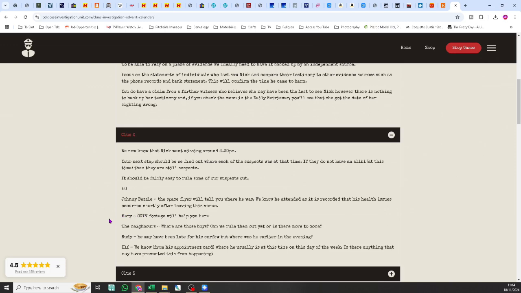Mary, CCTV footage will help you here. The neighbours. Where are those boys? Can we rule them out yet, or is there more to come? So again, they've said those boys. I now think that Mulder and Scully was a same-sex marriage, and I wonder if they deliberately put that in there because you're thinking, they're gay, they're lovely, they won't do anything. So maybe that's to put you in or put you off. But I don't think it was the neighbours because I think they got married.